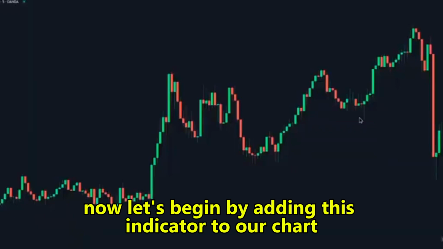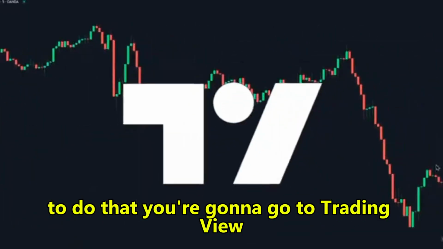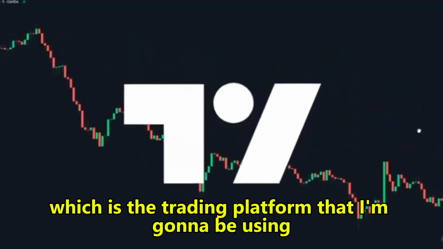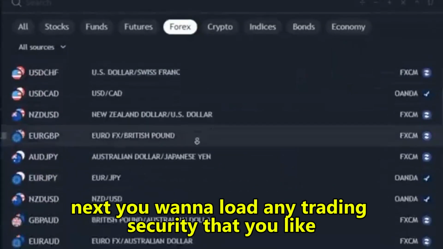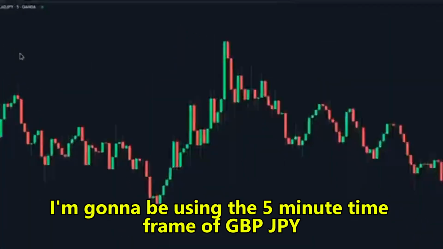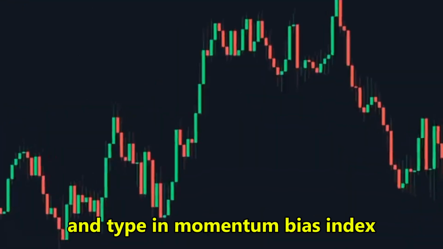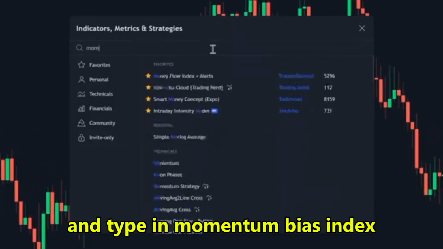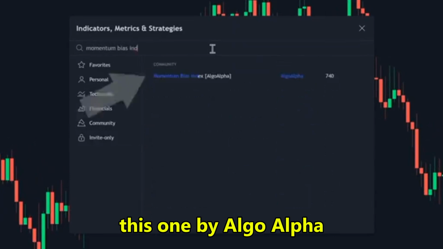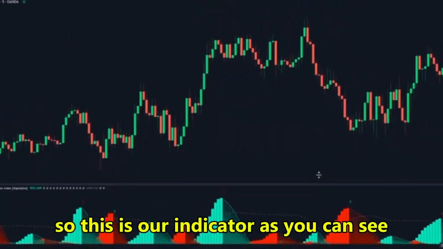Now, let's begin by adding this indicator to our chart. To do that, you're going to go to TradingView, which is the trading platform that I'm going to be using. Next, you want to load any trading security that you like in any time frame. For me, I'm going to be using the 5-minute time frame of GBP/JPY. And then click on Indicators and type in Momentum Bias Index. This one by Algo Alpha.